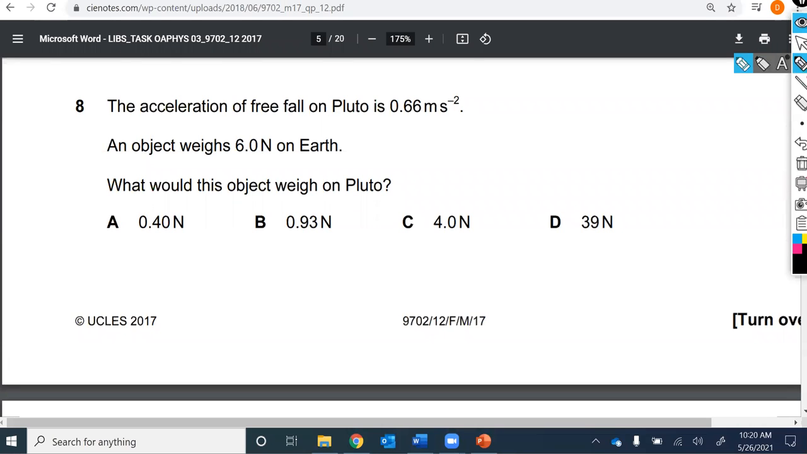In this question, we'll be looking at the gravity field on the planet Pluto. It reads, the acceleration of free fall on Pluto is 0.66 meters per second squared. Says an object weighs 6.0 newtons on Earth. What would this object weigh on Pluto? Okay.